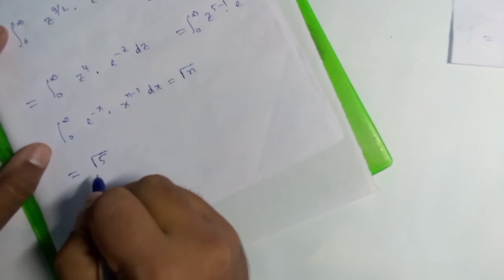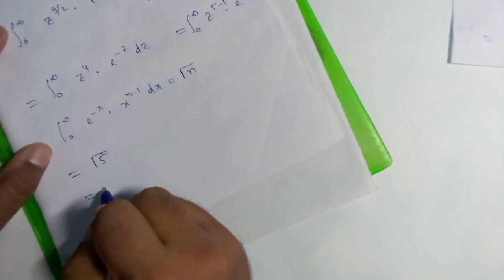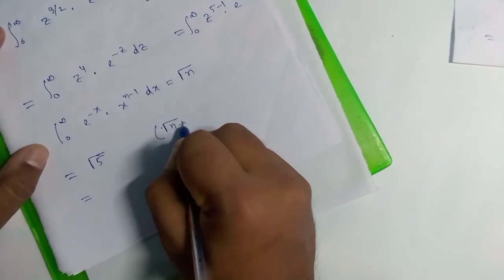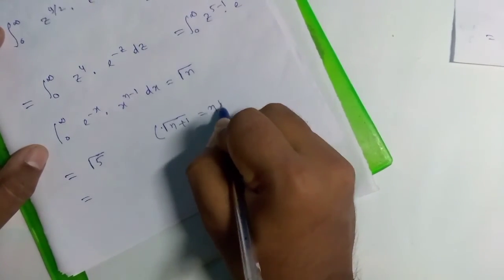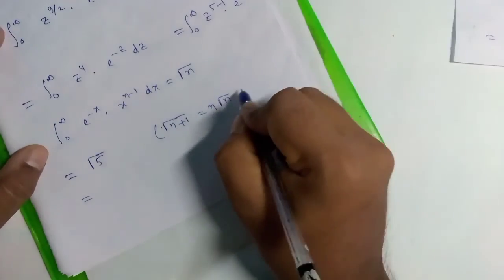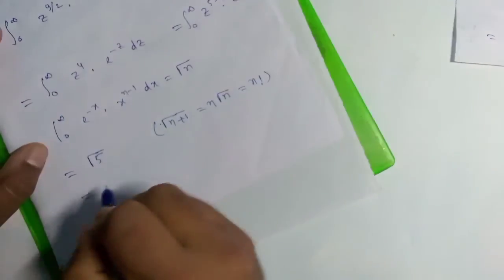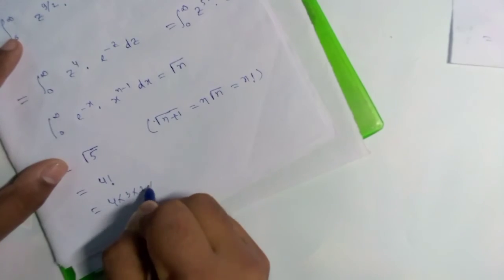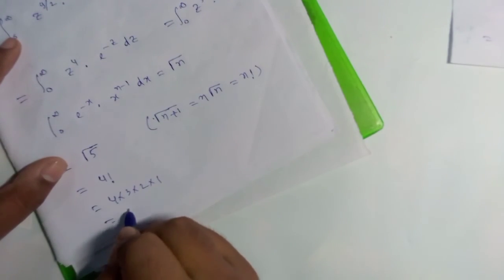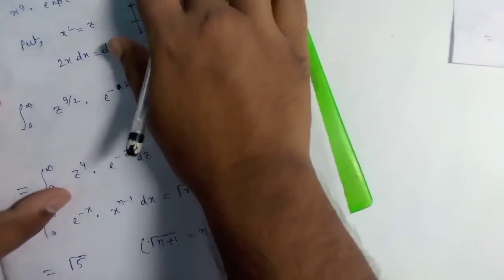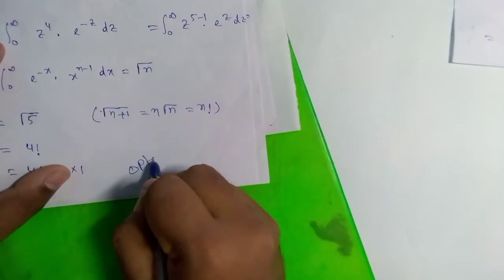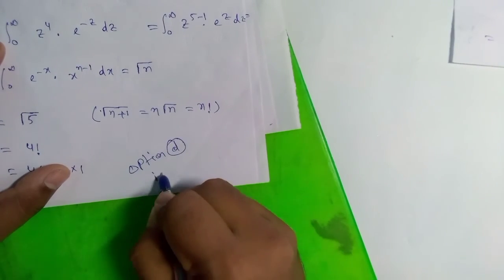Gamma of 5 means, actually one formula we should know, gamma of n plus 1 is equal to n gamma n, or n factorial. So it comes 4 factorial. 4 factorial means 4 into 3 into 2 into 1, which is 24. So option D is correct.